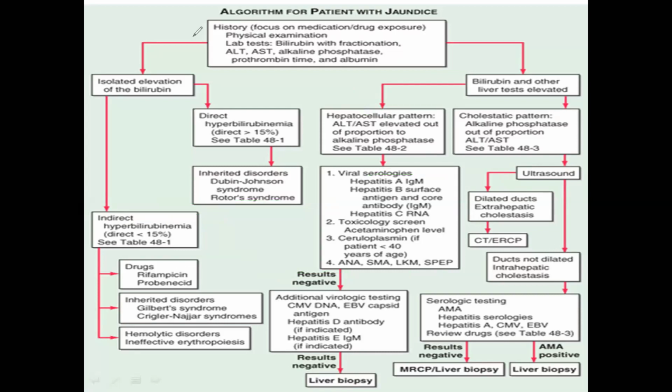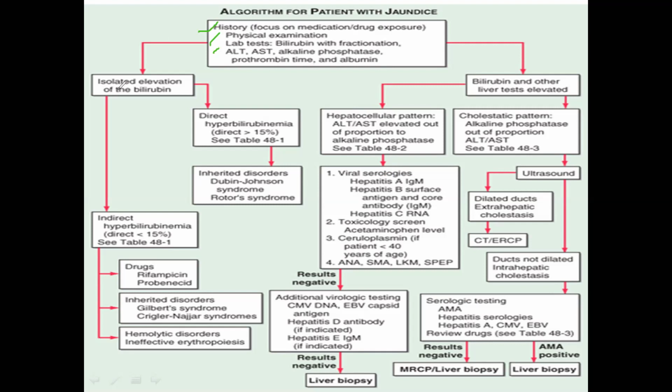So this is an algorithm for how to deal with a patient with jaundice. First, you should know the history of the patient, that we have already seen. The next is physical examination, and the third part is laboratory tests, which include bilirubin level, liver enzymes, prothrombin time, and albumin level. All these investigations are necessary while dealing with jaundice.